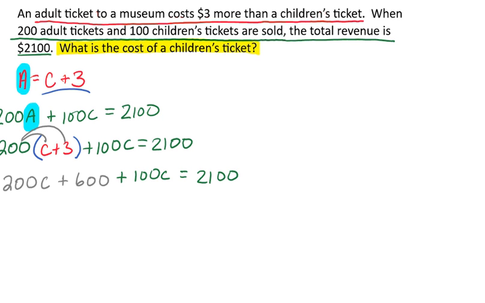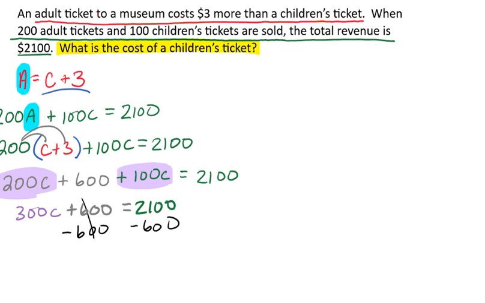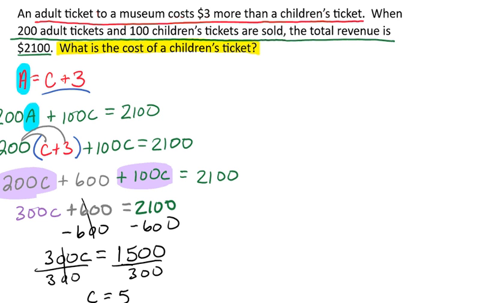From there, we'll need to combine our like terms. And so that should give us 300C plus 600 equals 2,100. And now we want to get this C by itself. So we're going to subtract 600 from both sides. And that's going to leave us with 300C equals 1,500. Then we're going to divide both sides by 300. And that's going to give us C equals 5.